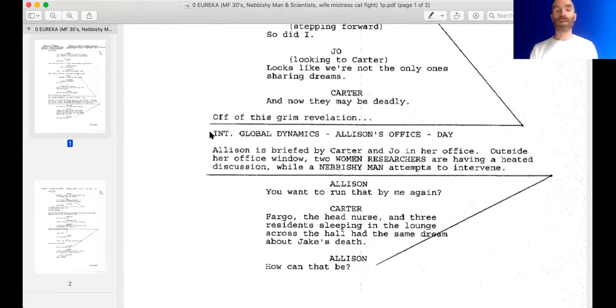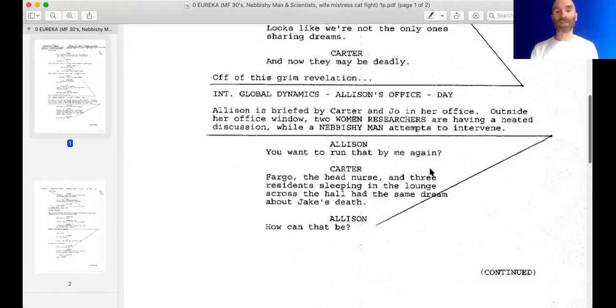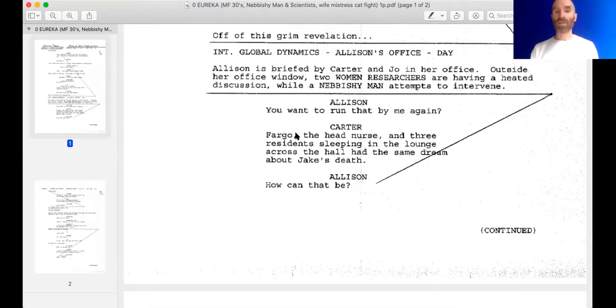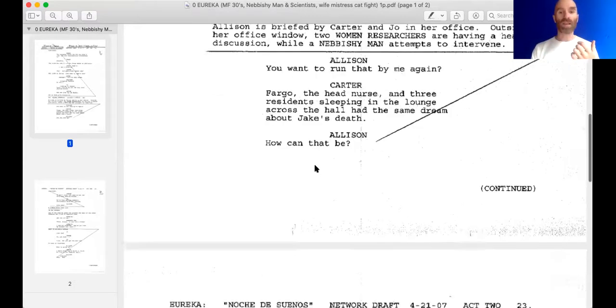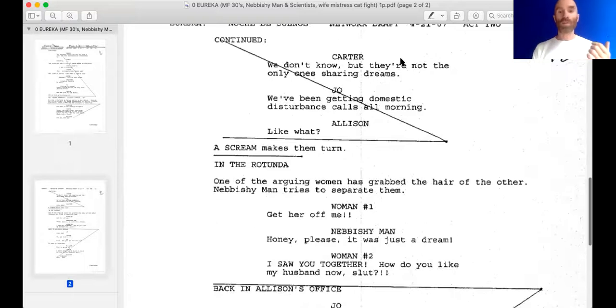Global Dynamics. Allison is briefed by Carter and Joe in her office. Outside her office window, 2 women researchers are having a heated discussion while a nebbishy man attempts to intervene. You want to run all that by me again? Fargo, the head nurse, and 3 residents sleeping in the lounge across the hall had the same dream about Jake's death. How can that be? We don't know, but they're not the only ones sharing dreams. We've been getting domestic disturbance calls all morning. Like what? A scream makes them turn. In the rotunda, one of the arguing women has grabbed the hair of the other. Nebbishy man tries to separate them.